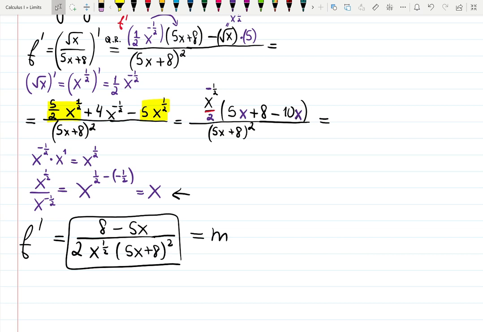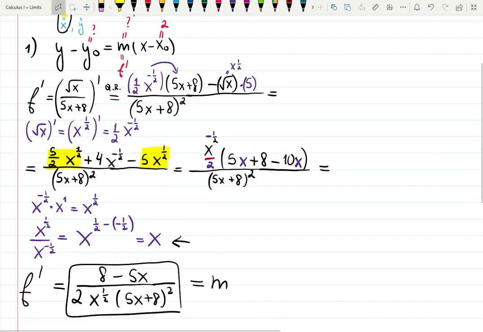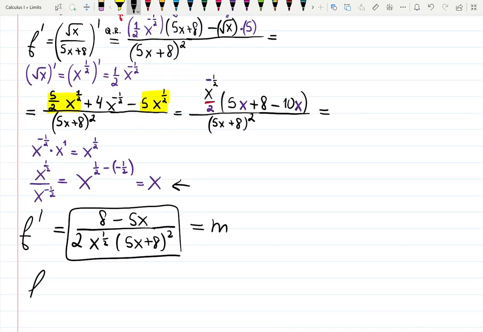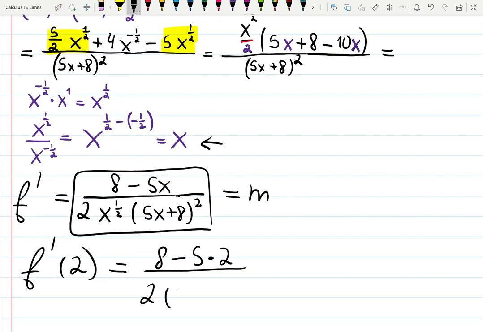But we need this slope at 2. So we also need to plug in 2. Where does 2 come from? Over here. So let's find the slope at 2. F prime at 2 will be (8 minus 5 times 2) over 2 raised to the 1/2, that's the square root of 2, times (5 times 2 plus 8) squared. So I'm plugging 2 everywhere I see x, which is over here, and over here.